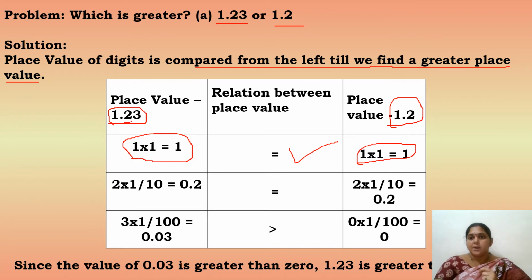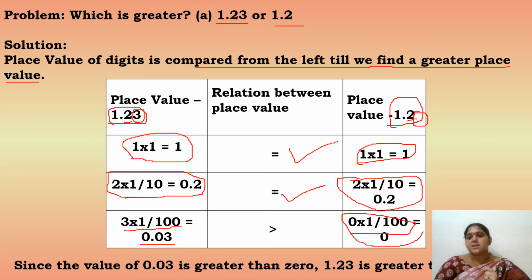In the same way, after the point the first digit is 2 here. Here also it is 2. So 2 should be multiplied by 1 by 10 and the answer is 0.2. Here also our answer is 0.2. The relation between these two digits is also equal. Now coming to the third one, that is 3. 3 is in which place value? Hundredths place value. So 3 should be multiplied by 1 by 100 and the answer is 0.03. We don't have any third digit here, so we multiply it with 0. 0 into 1 by 100, we know it is 0.